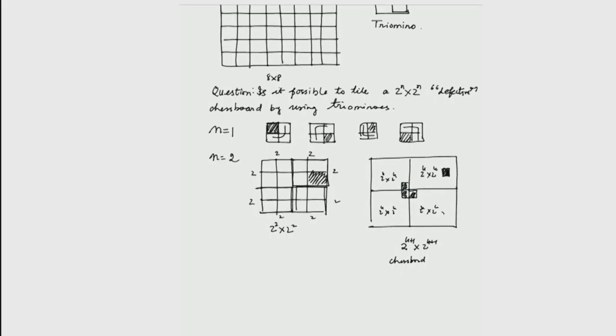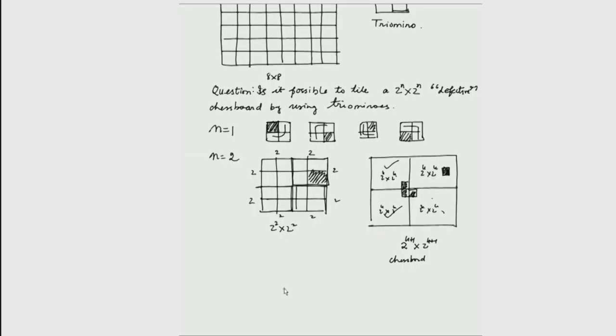Now, let us assume that 2 to the power k by 2 to the power k defective chessboards can be tiled by triominoes, then this one can be tiled, this one can be tiled, this one can be tiled, and of course, this one can be tiled because this is defective from the beginning. And therefore, the whole chessboard can be tiled. So, if we assume that tiling is possible for k, we have proved that tiling is possible for k plus 1.